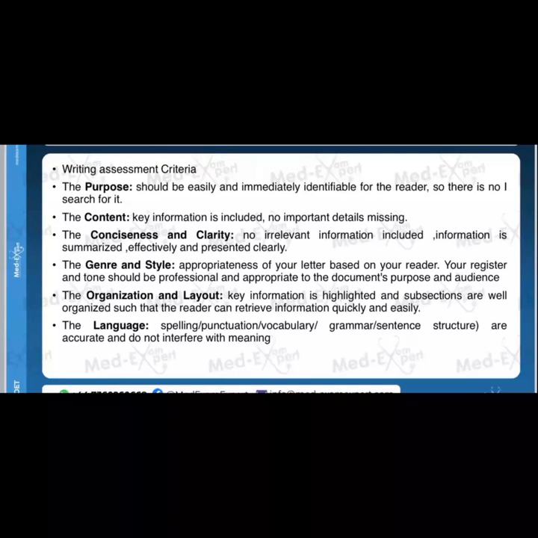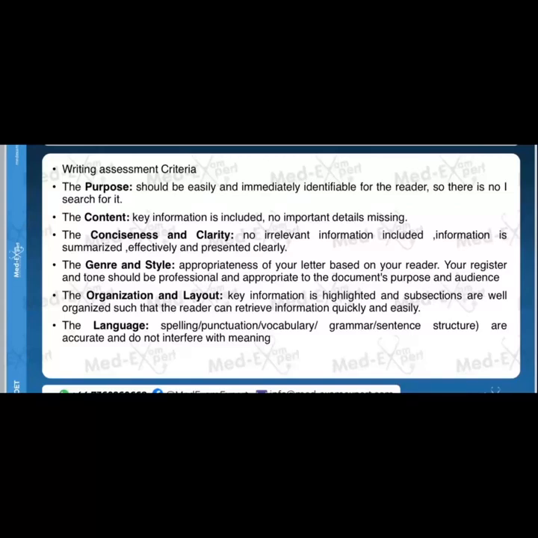The purpose should be easily and immediately identifiable for the reader, so there is no search for it. Whenever you are going for assessment, there should be an easily identifiable purpose in your letter. The examiner should not be thinking about where the purpose of this letter is. If there is an impression like this, then definitely you are not getting grade B.